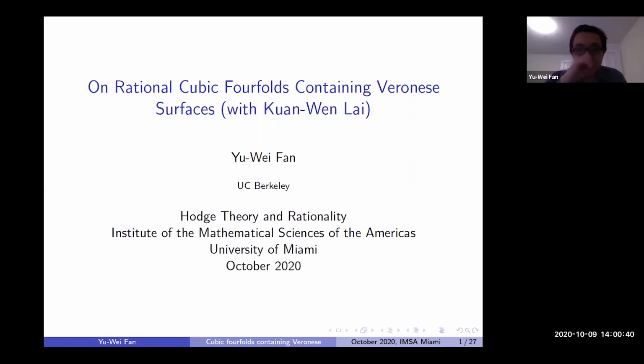I'll be talking about joint work with Kuan-Wen Lai at UMass Amherst about cubic fourfolds containing Veronese surfaces. I actually gave a talk in December earlier this year at Miami, so I apologize if you have already heard about this. Okay, let's get started.